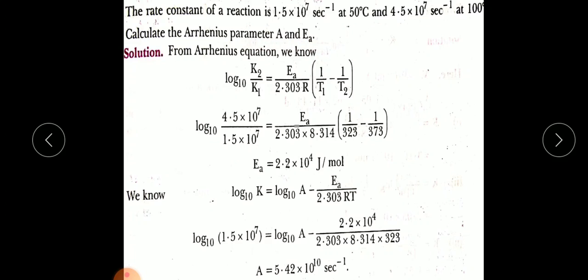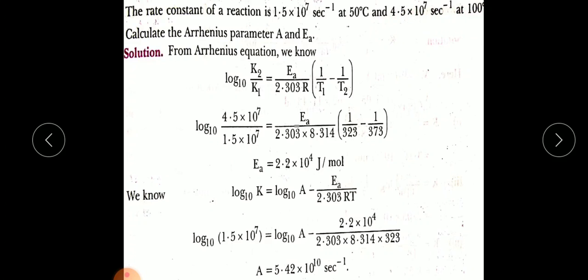Now we know from the Arrhenius equation, this equation we have already derived: log K2 by K1 equals EA by 2.303 R into (1 by T1 minus 1 by T2). Now the givens in the question: the first one is the rate constant, K1, and this is T1. So please convert this temperature into Kelvin. Similarly, this is K2 and 100 degrees Celsius is T2.